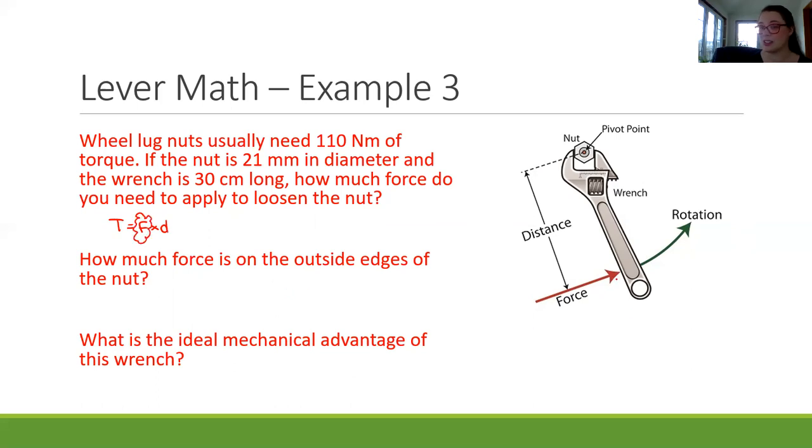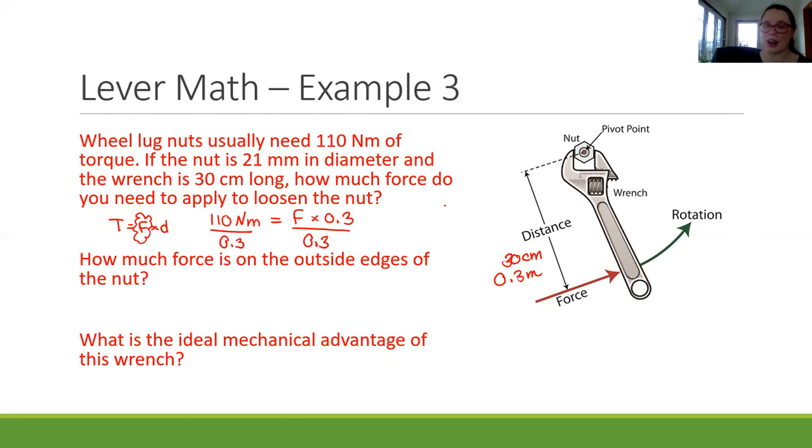So it'll be force here. This is how much force I need to loosen it times distance. So I use 110 Newton meters equals force. If I have Newton meters out, should I put centimeters or meters in? I'm going to have to put in meters, 0.3 meters. So times 0.3. 30 centimeters is 0.3 meters. Divide both sides by 0.3.